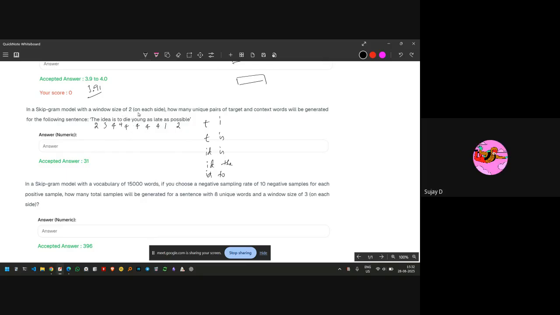Window size of 2 on each side. Will we include the "as" and "as" pair? Because we have unique words, no? The "as" pair will be included. Yes, this is allowed, but another one is not allowed because once we count this one. How much are we getting? 32. Do we exclude this? What do you think? That's why we're getting the answer.